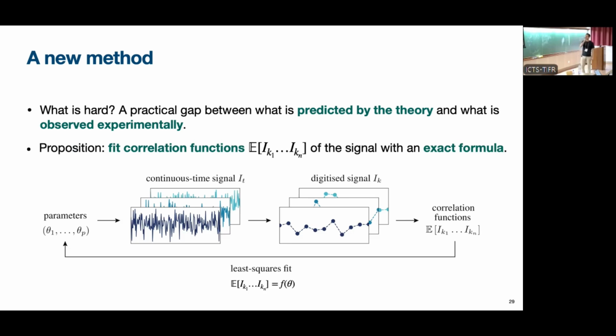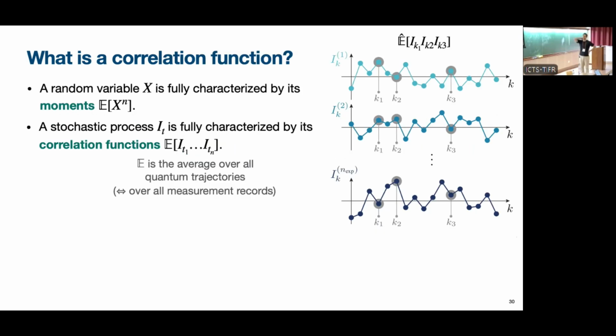And so what we propose is to fit the correlation functions, and I will explain next slide what these objects are, but you can think in your head the mean or the autocorrelation of the signal. We propose to fit these correlation functions with an exact formula that I will show you in a few slides. So basically you have some parameters, you generate some continuous time trajectories that are digitized by your amplification chain, you compute experimentally some correlation functions, and then you fit them with the formula you have, for example, with a least square fit.